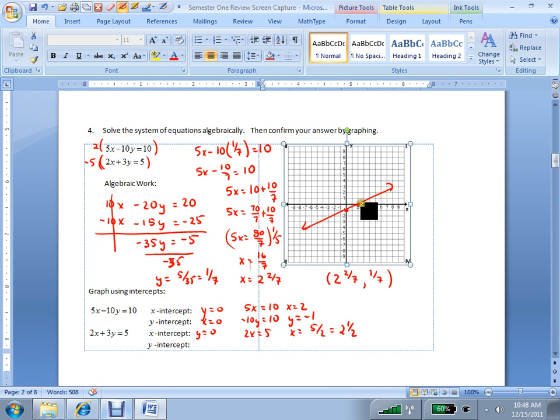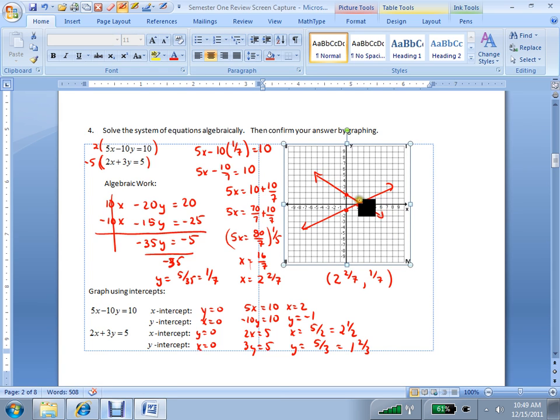I'll go ahead and plot that point. Doing the y-intercept, x is 0, and 3y equals 5, y equals 5/3, which is the same as 1 and 2/3. So I go to x is 0, 1 and 2/3. Using your name tag, go ahead and connect.